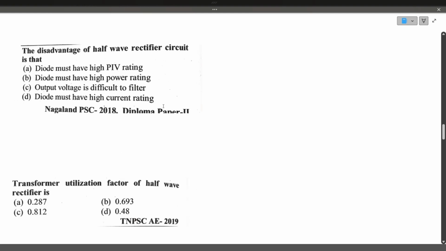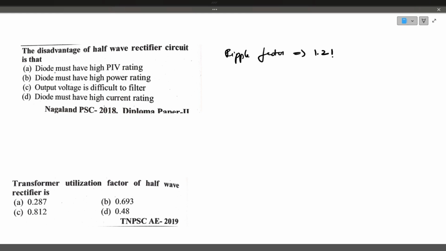The disadvantage of the half wave rectifier is that. So, what is the disadvantage of half wave rectifier? Ripple content is very high. The ripple factor, if you see, ripple factor is 1.21. This is very, very high. Ripple means ripples are very high.